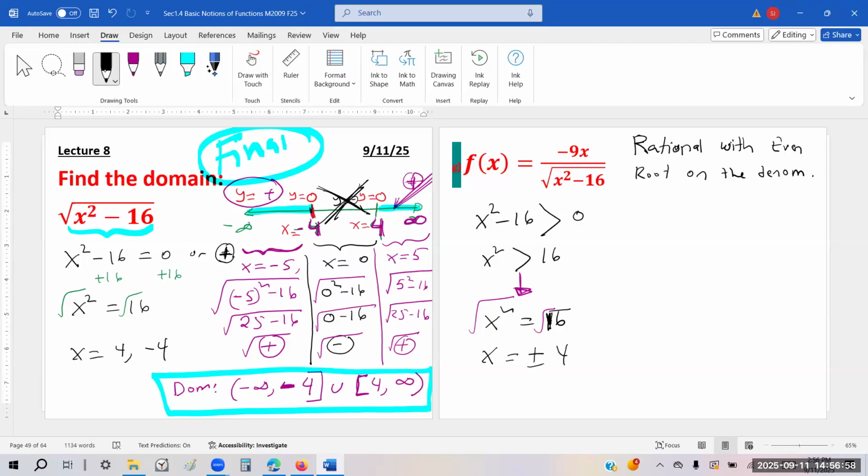True. So you saw it. Okay, Erika, then what did you do? Number line. So this is our number line: negative infinity, positive infinity, negative 4, positive 4.